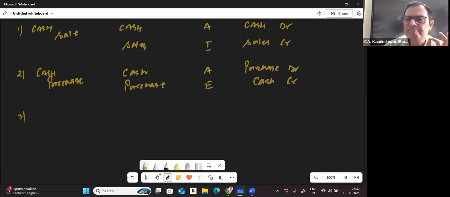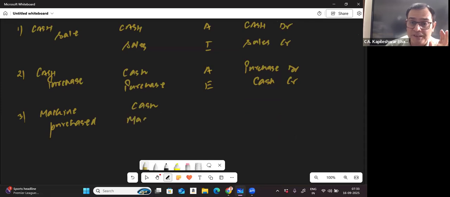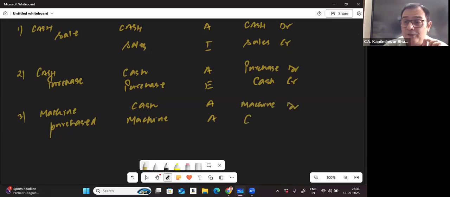Number three. Let's say there is a machine purchased. Give me the two accounts. So one by default, of course, you rightly said is cash, and the other one is going to be machine. Cash is, of course, an asset, and machine is also an asset. So you can think of any one of the two. Machine is increasing, cash is decreasing. So if machine is increasing, then machine gets a debit, increase in the asset gets a debit, and decrease in the asset gets a credit, and that makes the entry.